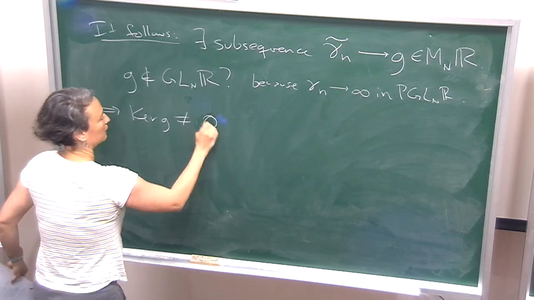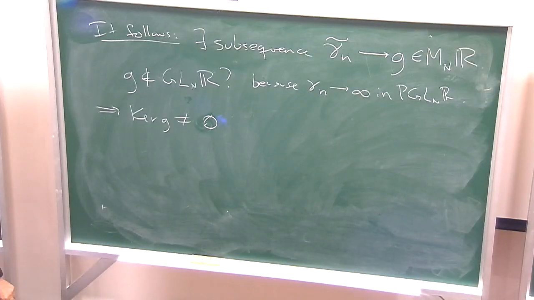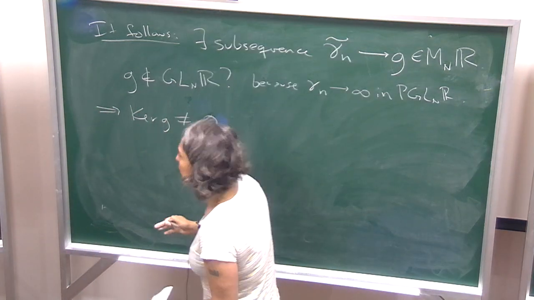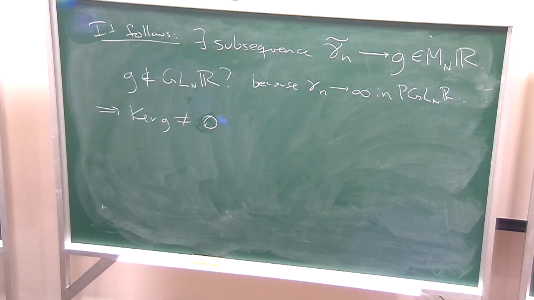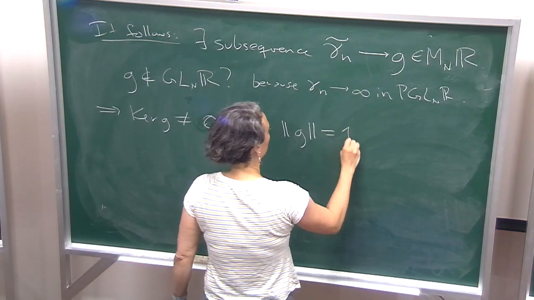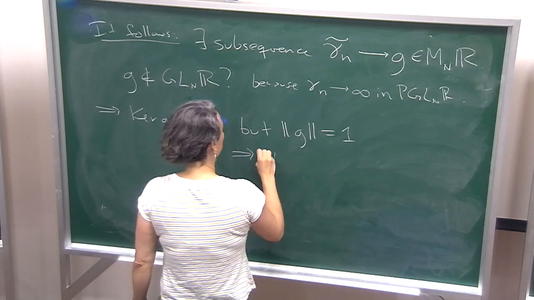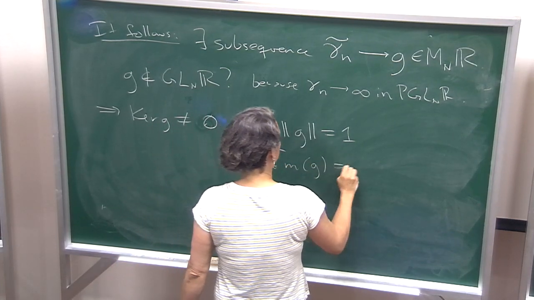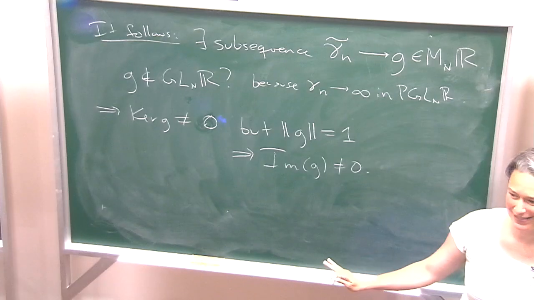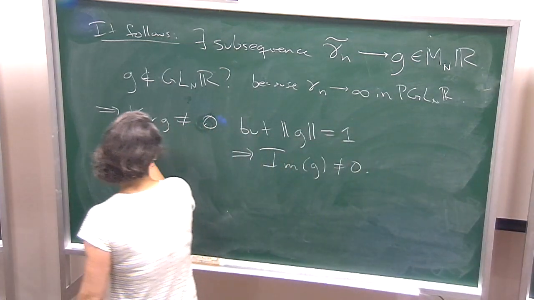But I also know that its norm is equal to 1, so its kernel is not everybody either. Since the norm of G equals 1, the image of G is not 0. I think this is a pretty cool step. Everybody understand this? Okay, so I have two subspaces now.